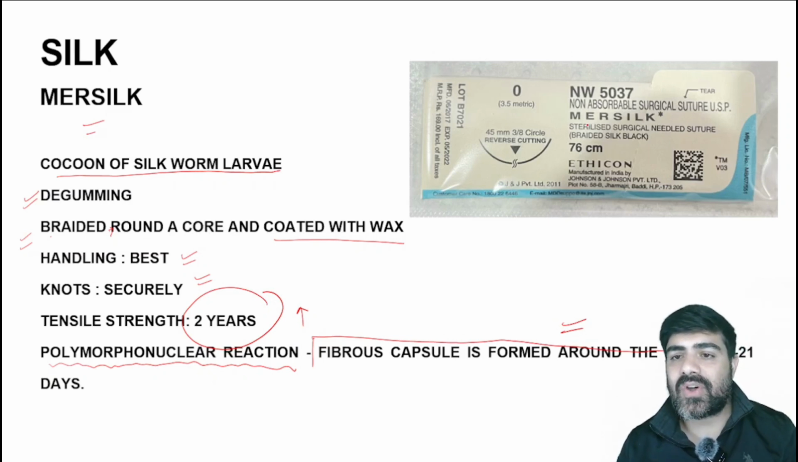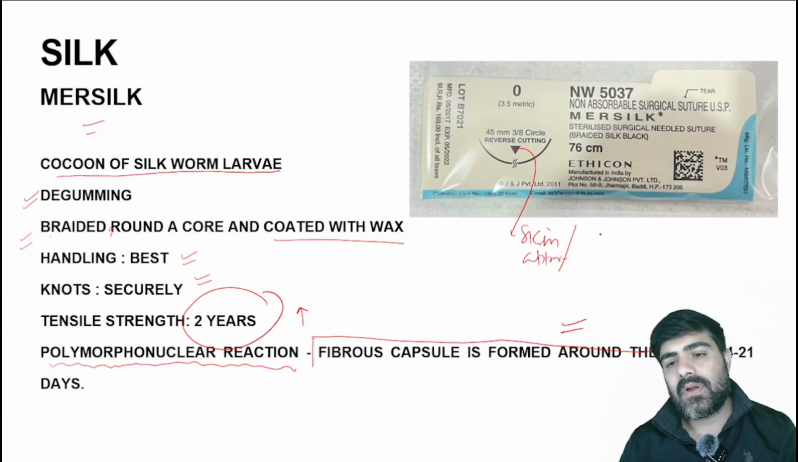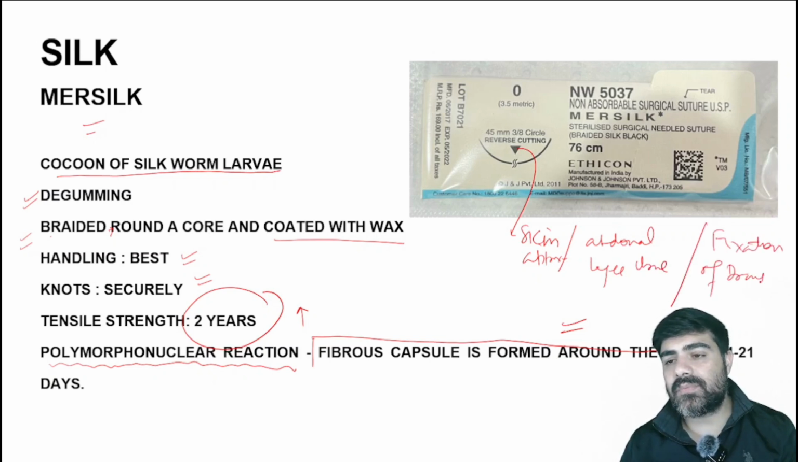Okay, so this is an image showing silk suture with the needle, a reverse cutting needle. This is used for skin approximation or abdominal layer closure, or it is used for fixation of drains, mostly nowadays fixation of drains and tubes. Fine.